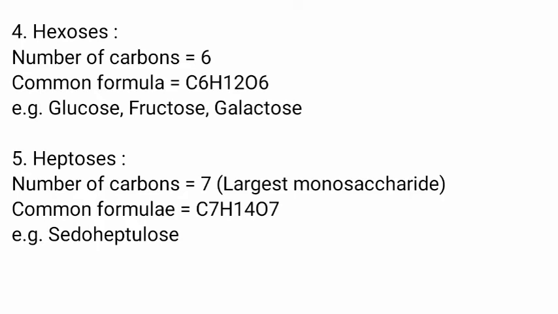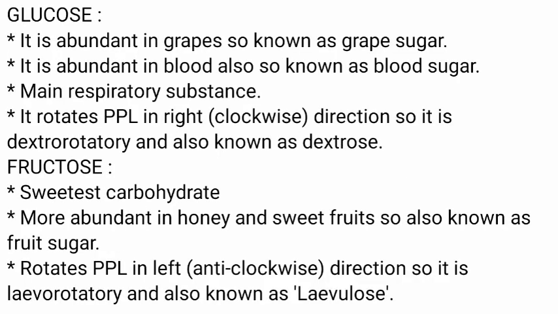Hexoses, number of carbons is 6. Common formula is C6H12O6. Example, glucose, fructose, galactose. Heptoses, number of carbons is 7. Common formula is C7H14O7. Example, pseudoheptulose.